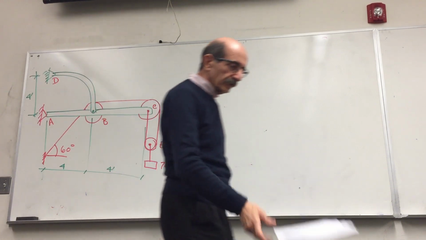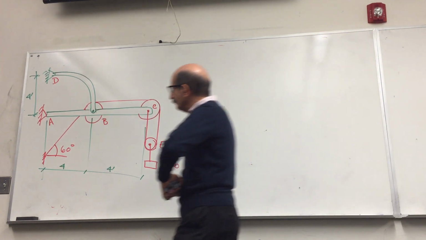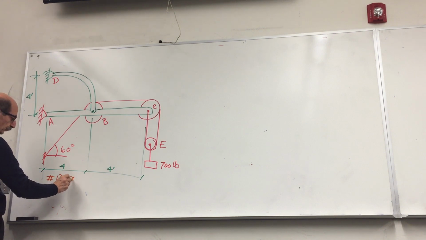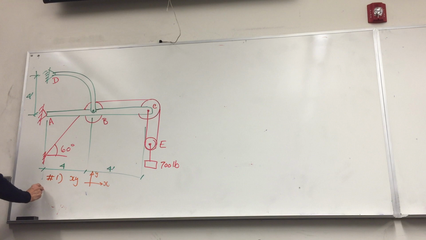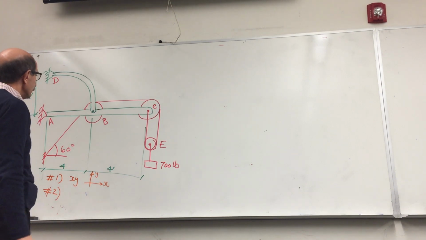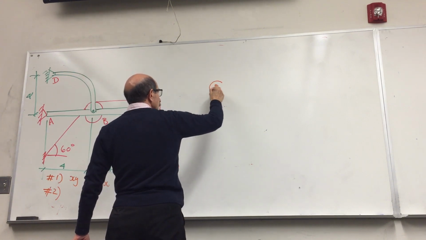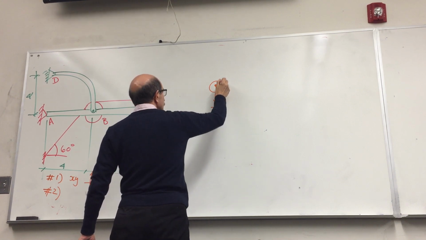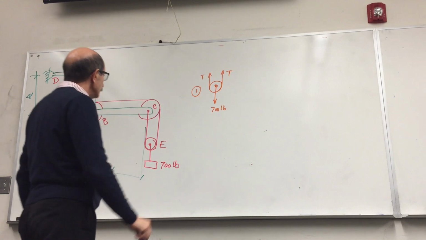So, let's not let these pictures or drawings or things like that scare you, okay? Go step by step. Step number 1: X, Y coordinates. So this is the X, Y coordinates. Step 2, take everything apart. Now, I'm gonna start with this little guy here, E. The pulley, this is a force of 700 pounds. I call this T and T. So let's call this free body diagram number 1.